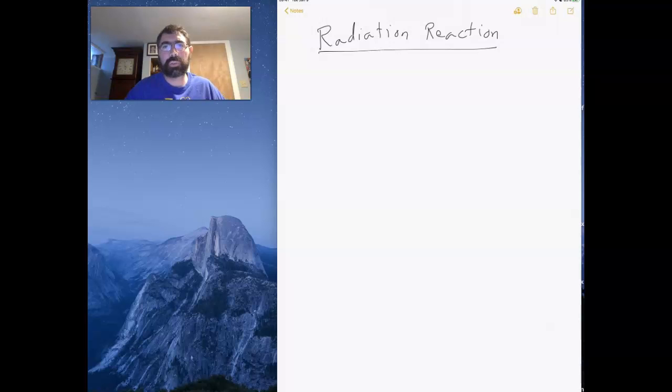Okay, so in this video, we're going to consider something called the radiation reaction. So if we think about it, acceleration of a charge causes it to radiate. Now, when the radiation leaves the charge, it takes away some of the kinetic energy. So the charge has a certain amount of kinetic energy. It then releases energy in the form of electromagnetic waves. So therefore, there should be a reduction in the amount of energy.